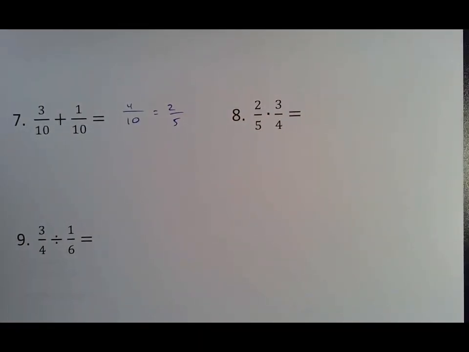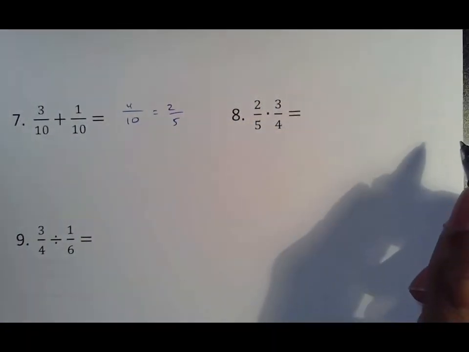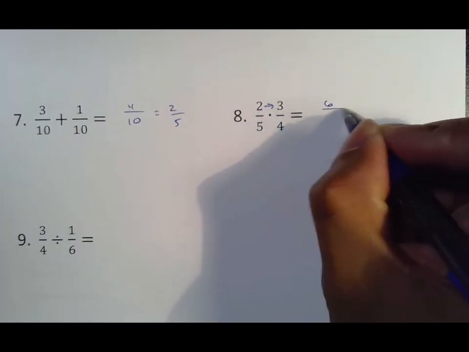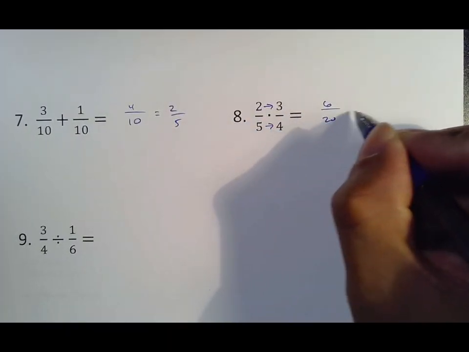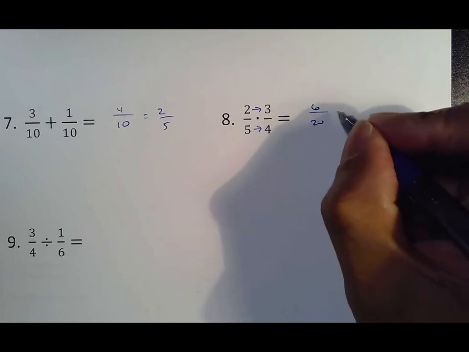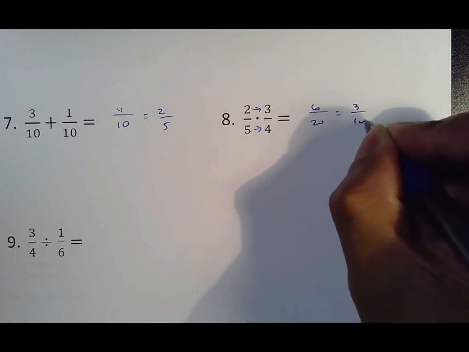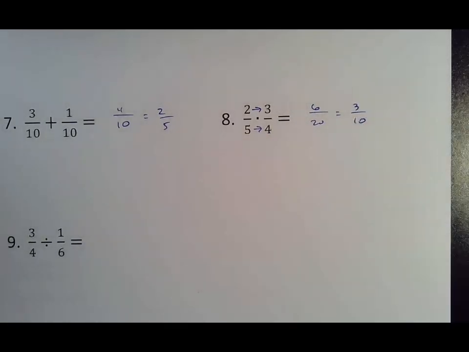All right. 2 over 5 times 3 over 4. Again, multiply across the top: 6. Multiply across the bottom: 20. But notice 6 and 20 are both even, so we can cut them in half. 3 over 10. That's done.